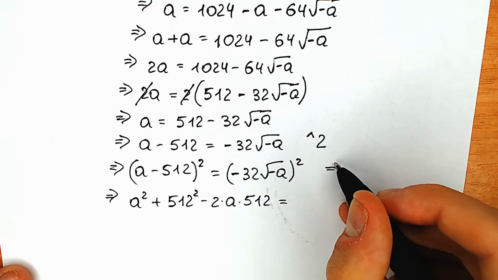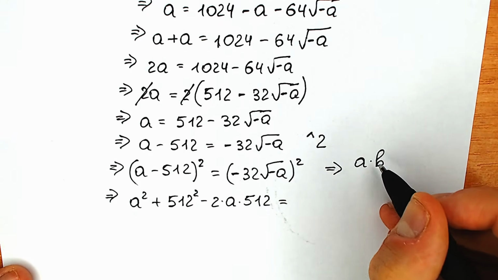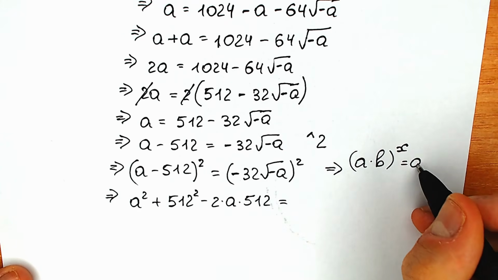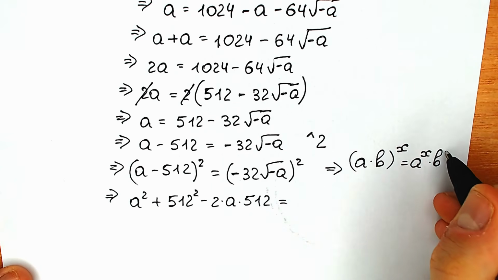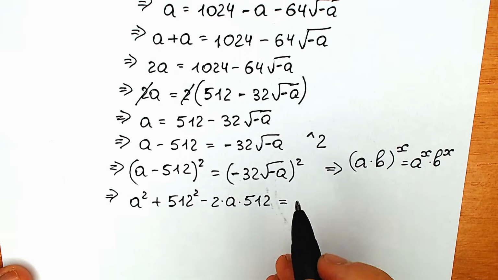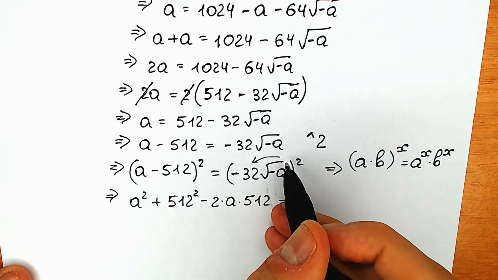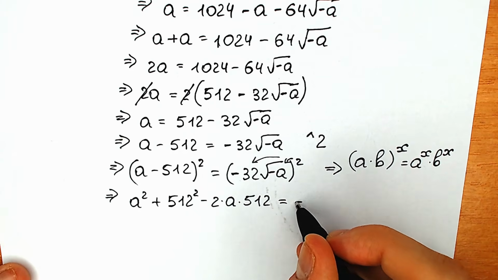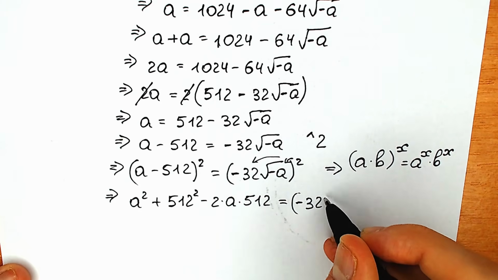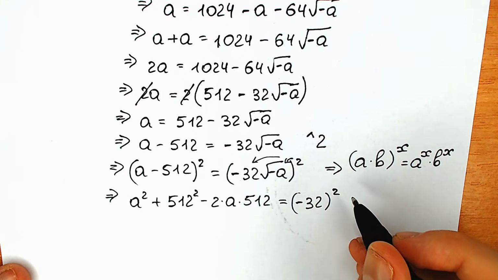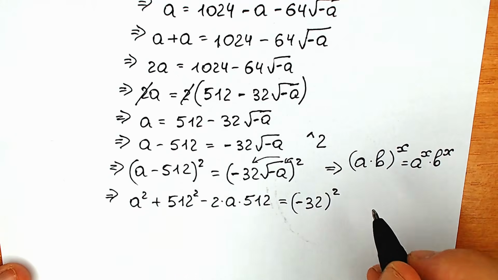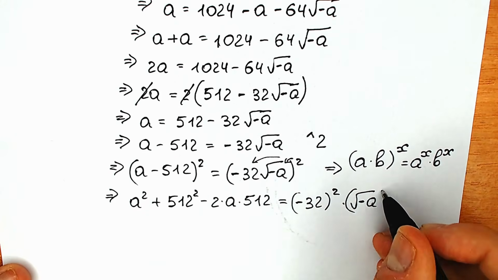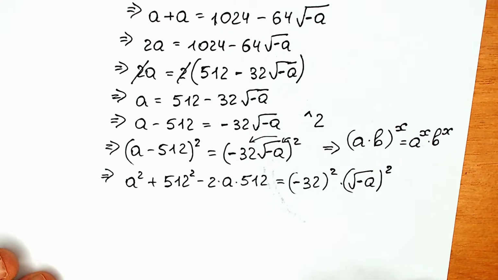So this is our property when we have a times b raised to the power x. This is equal to a to the power x times b to the power x. So we need to raise 32 to the power 2 and square root of minus a to the power 2. As a result, we have minus 32 squared, we raise to the second power, and we do the same thing with this square root of minus a. So times square root of minus a raised to the second power.